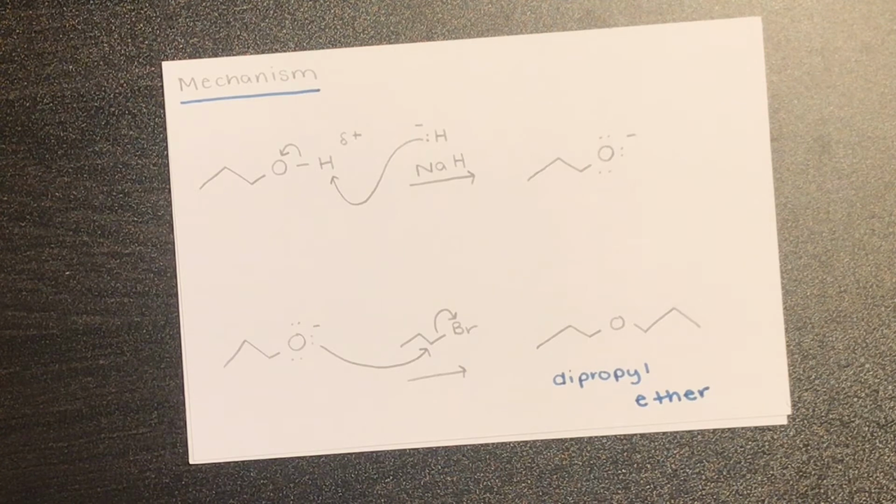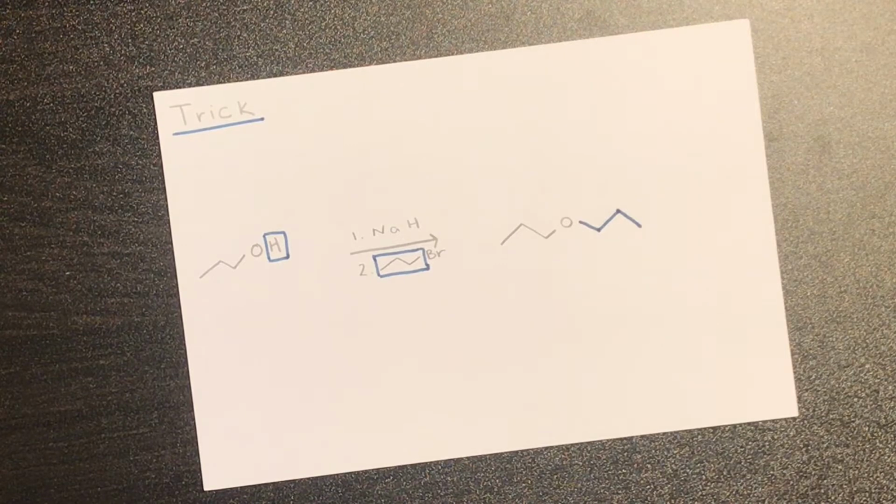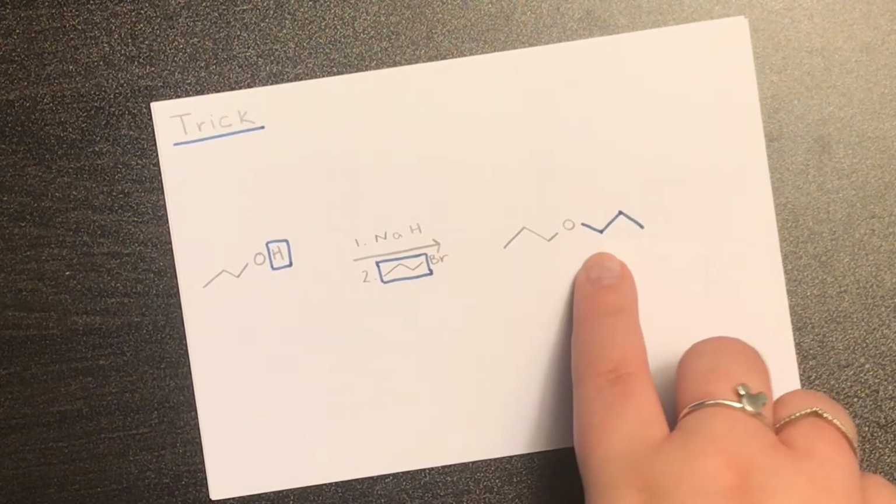Next, I want to show you a trick for some of the more straightforward examples of ether synthesis. We will be using the same example as before because we already know the synthesized ether. The hydrogen here is replaced with the alkane here to form our ether.